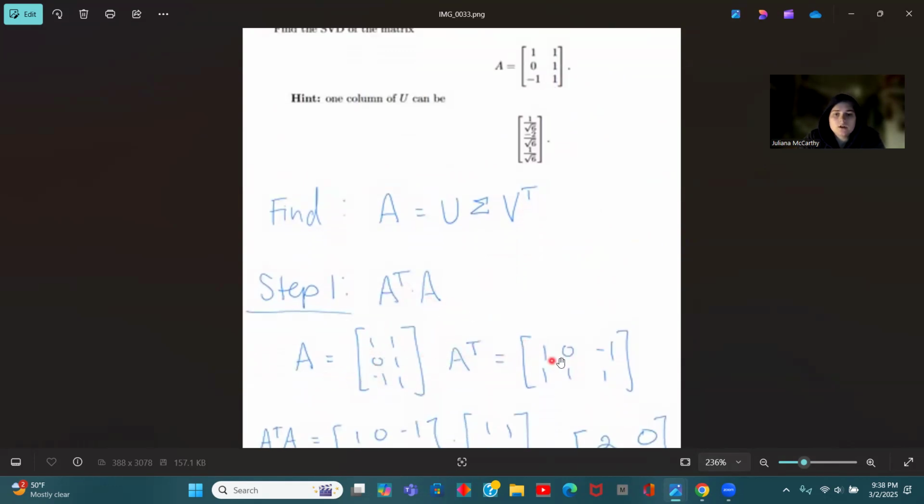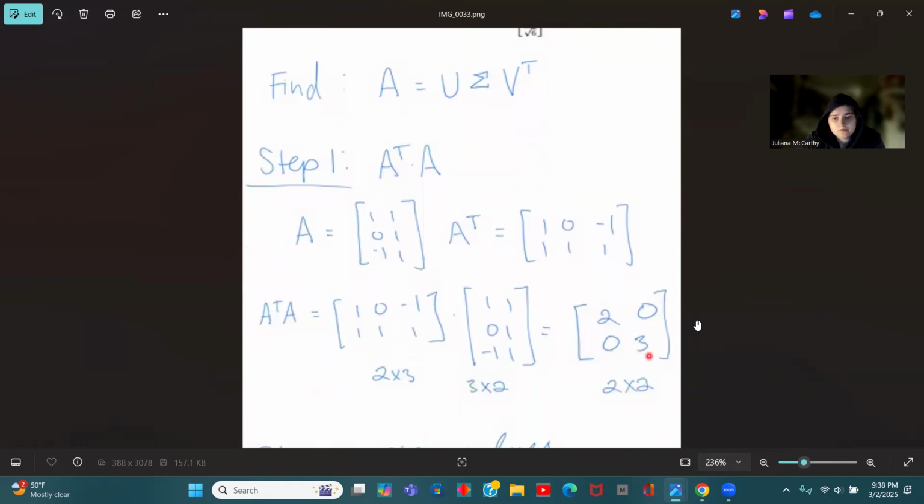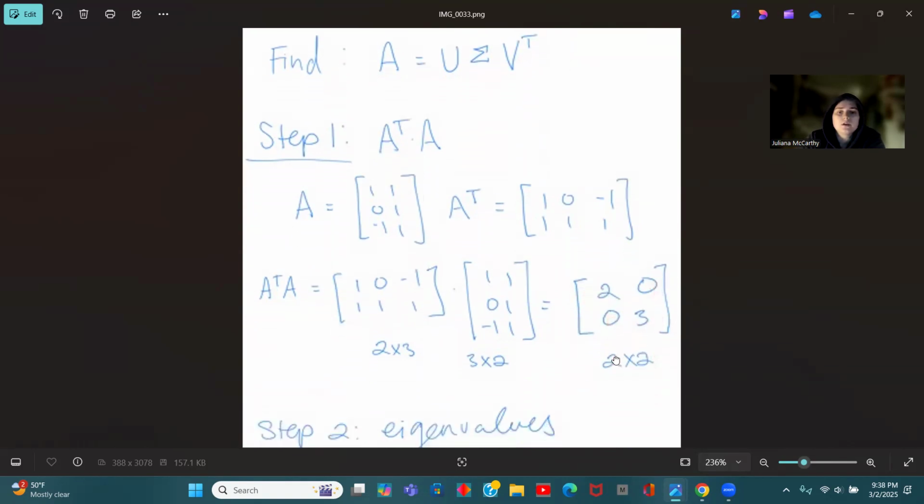A equals this. A transpose, again, taking that first row, making it the first column. Second row is the second column. Third row is the third column. So A transpose times A gets us this matrix, this little 2 by 2 matrix, 2, 0, 0, 3.